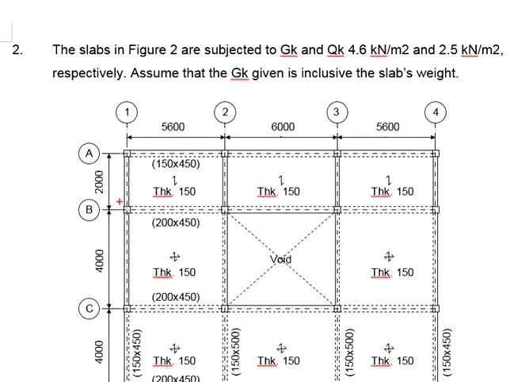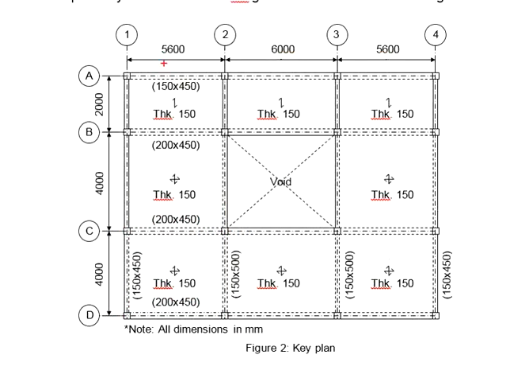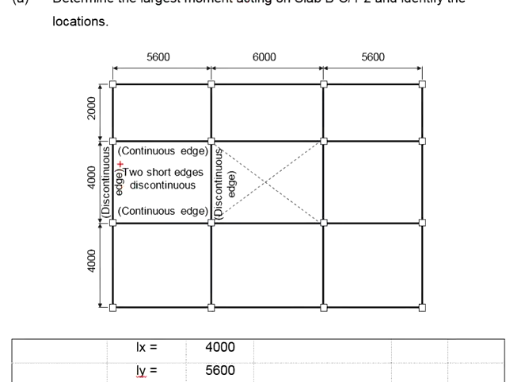We are designing the slab BC12 based on the dimensions given. There are two discontinuous edges, and the discontinuous edges are at the shorter span. With that, we know that it is two short edges discontinuous. Refer to Table 3.15: two short edges discontinuous.